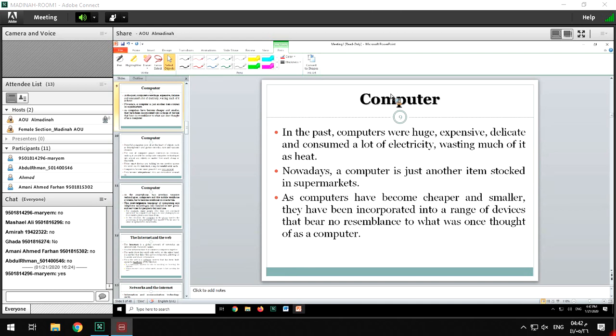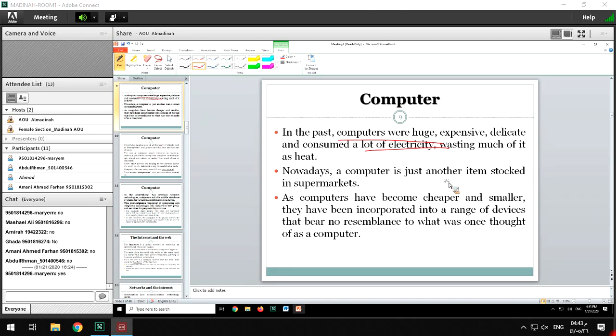Now coming to the computers, the same thing applies to computers also. In the past, computers were huge, as big as a room, one room in your home. You have rooms in the home. Computers were as big as a room, expensive, consumed a lot of electricity, and produced much heat. That was computers in the past, in the 1950s and 60s.